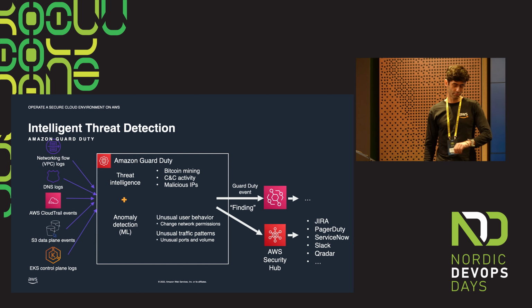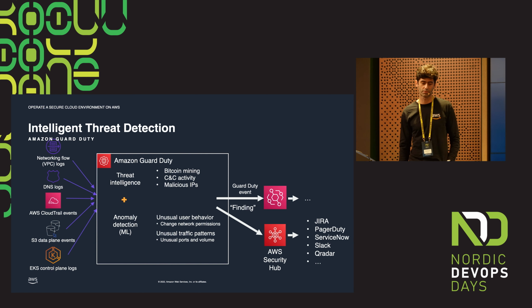Okay, one of the final services we're going to talk about is GuardDuty. We described the events that are generated when you do something on AWS, the CloudTrail events. There are many more things being logged: network flows, DNS queries, and also S3. You can enable S3 data plane events, so all objects that you read from S3 are recorded. If you use Kubernetes with EKS, the managed Kubernetes service, the control plane actions are also logged.